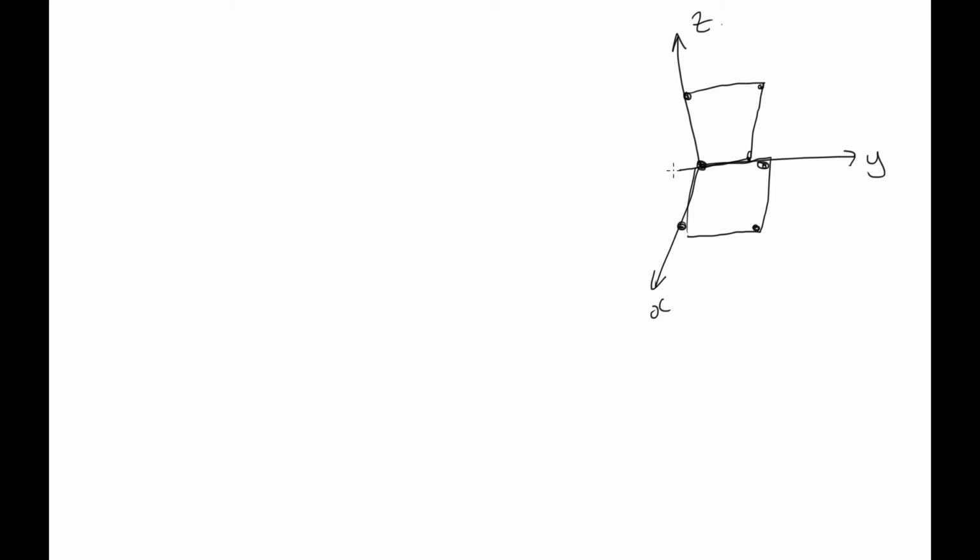So as usual, the best way to start this one is by drawing a diagram. So here's our x-axis, here's our y-axis, and here's our z-axis going up like this. And we've got a cube which has got vertices like this. So sorry about my poor drawing skills.